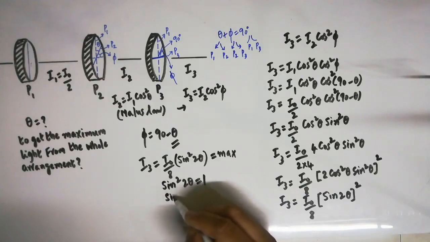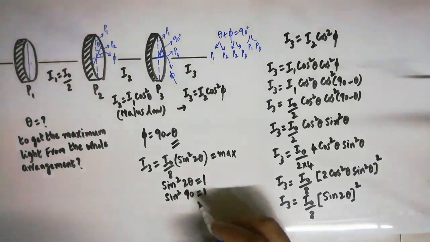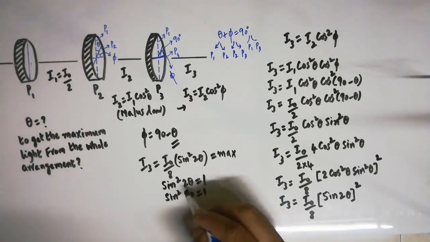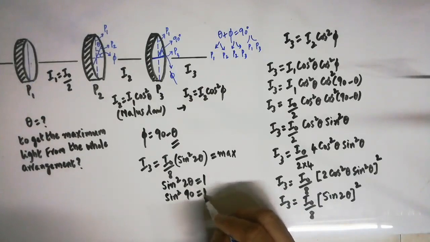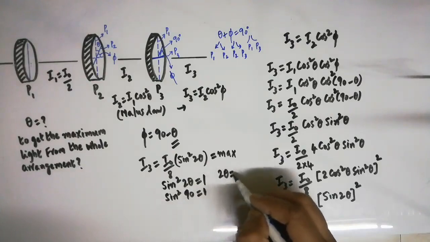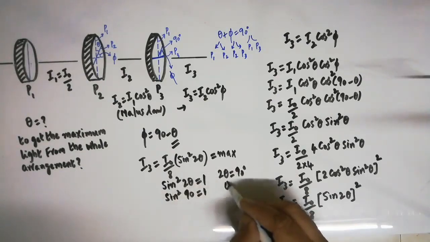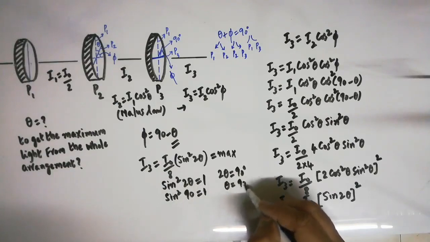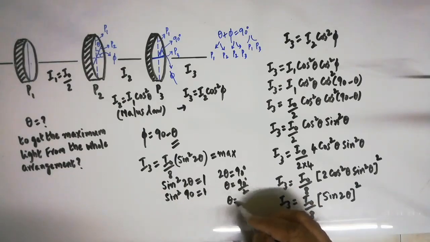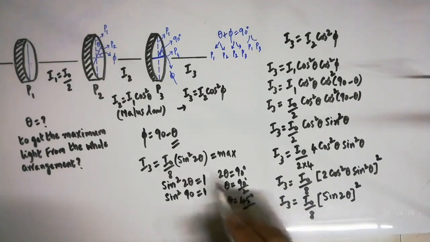Are you clear? So we can write sin square 90 should be equal to 1. Sin 90 value is equal to 1. Therefore sin square 90 will also be equal to 1. So when 2 theta is equal to 90 degree, this factor becomes 1. So when theta is equal to 90 divided by 2, what will be the value of theta? 45. So 45 degree is the answer.